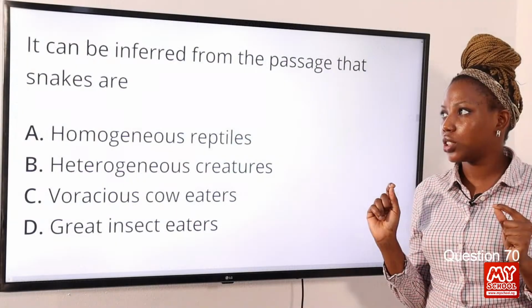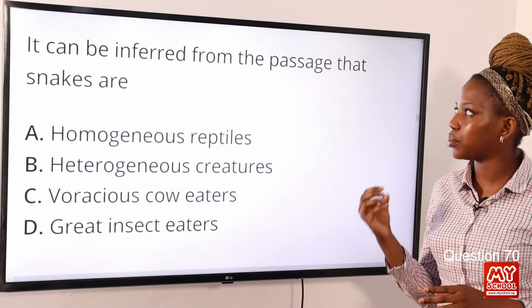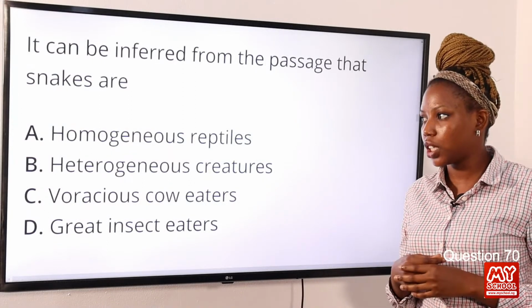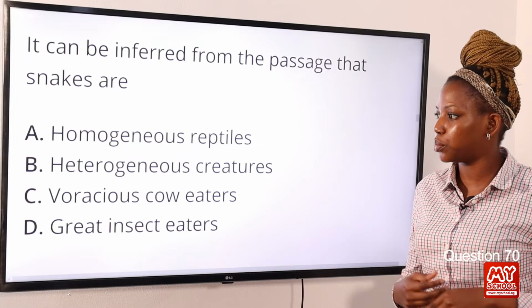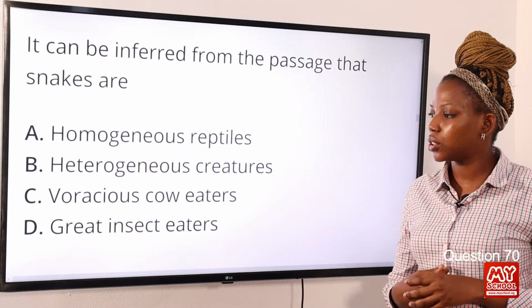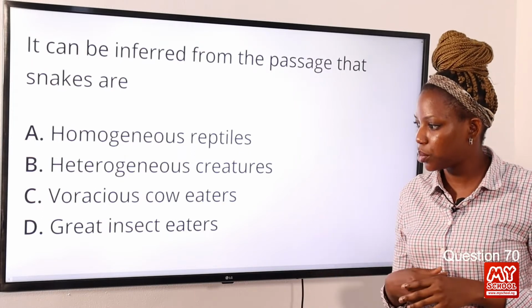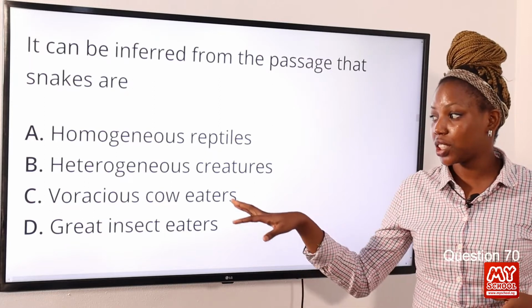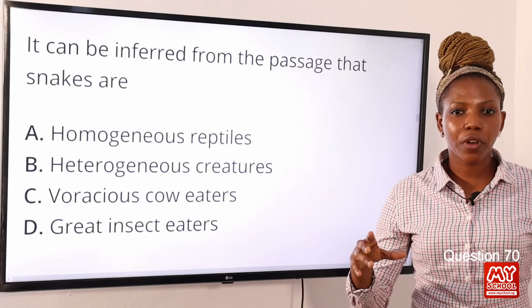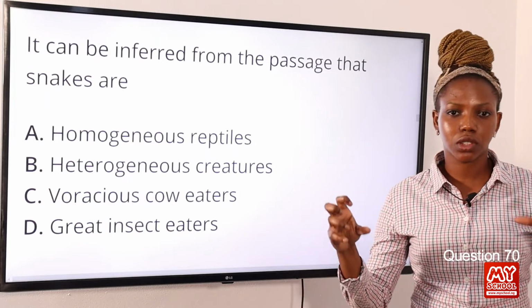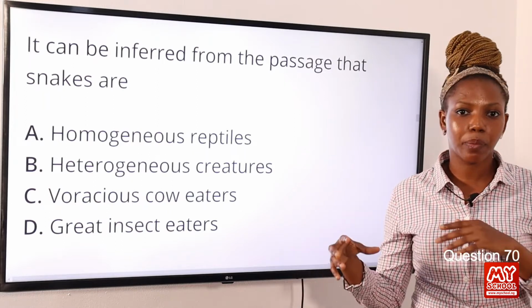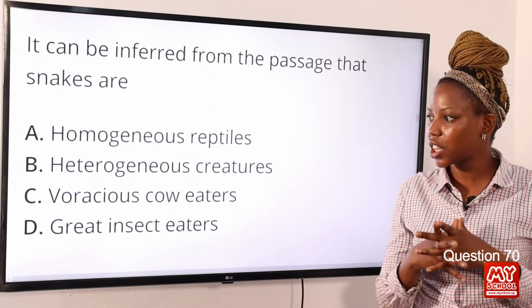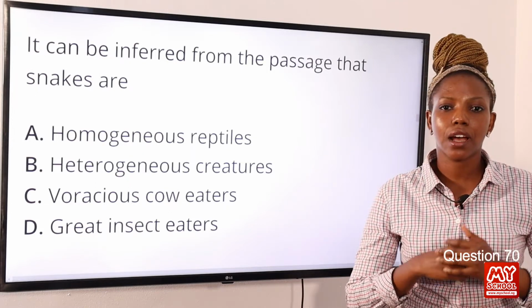Now moving on to question 70. It can be inferred from the passage that snakes are option A, homogeneous reptiles, option B, heterogeneous creatures, option C, voracious cow eaters, option D, great insect eaters. Now the answer to this question is option B, heterogeneous creatures, with over 250 species belonging to 10 families. We get this in the passage. So option B therefore is the correct answer to this question.